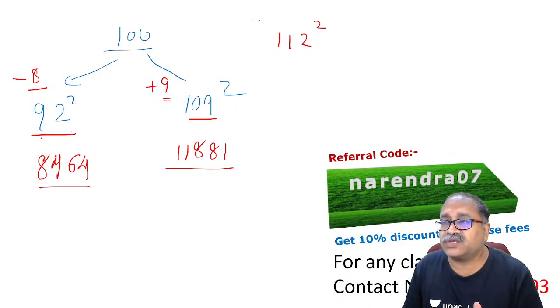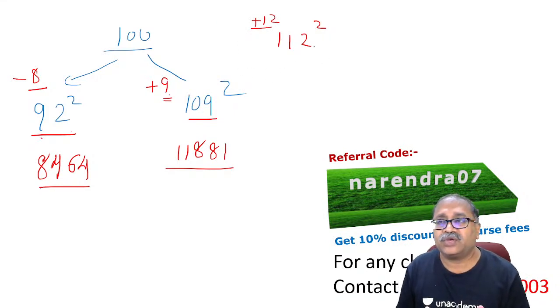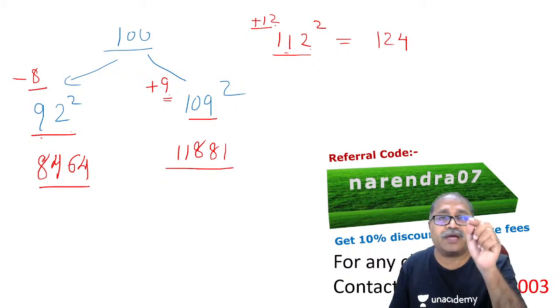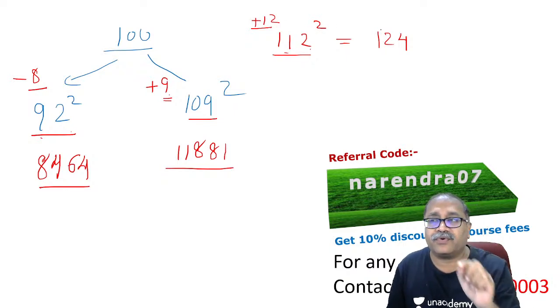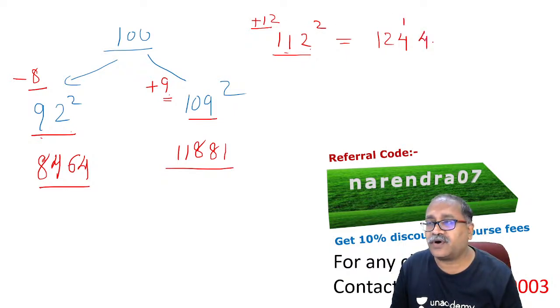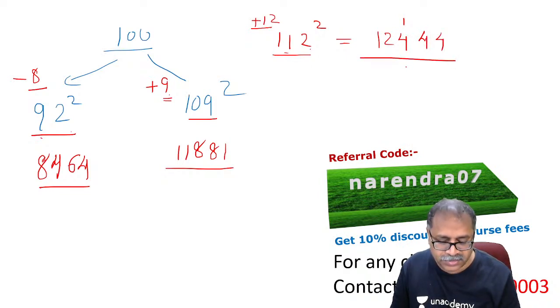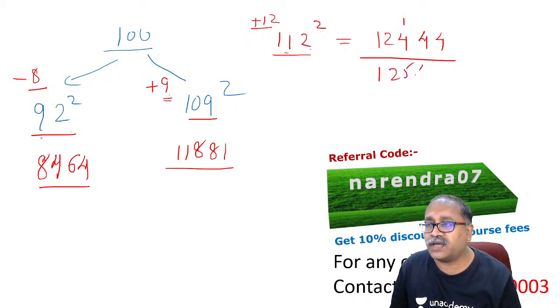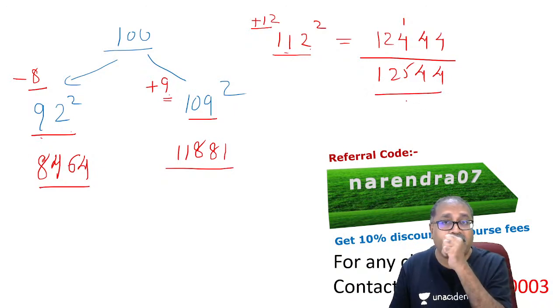This one, how much more? 12 more than 100. So I will add 12 to this, 112 plus 12, and it comes to 124, followed by 12 square, 144. So I will take 144. And finally, the answer to the question is 12544. That's my answer.